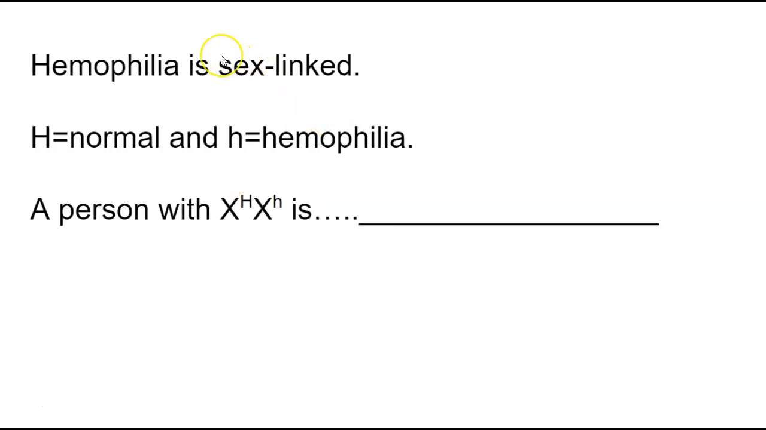So let's take a look at this. Hemophilia is sex-linked, we know that. Big H is normal, little h is hemophilia. So let's see if we can figure out what this person is. First of all, are they male or female? They've got two X's. It would be female, right? And then big H and little h, are they going to be normal or have hemophilia?